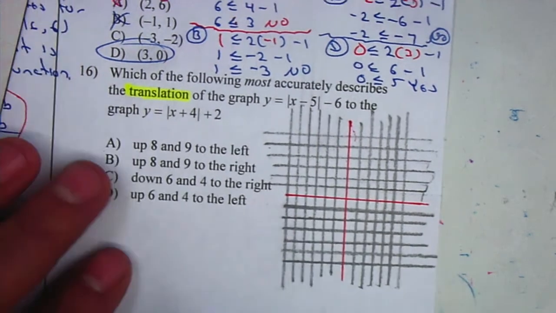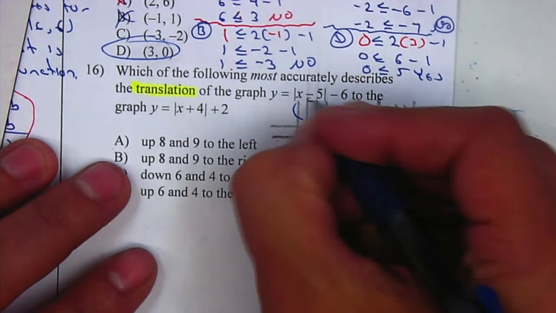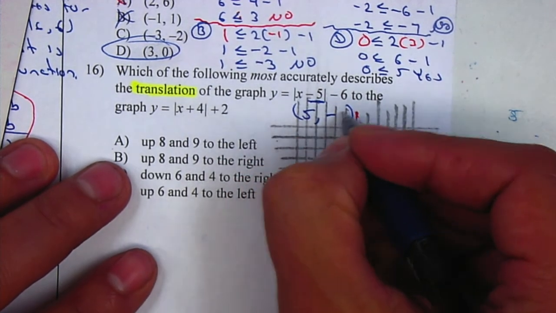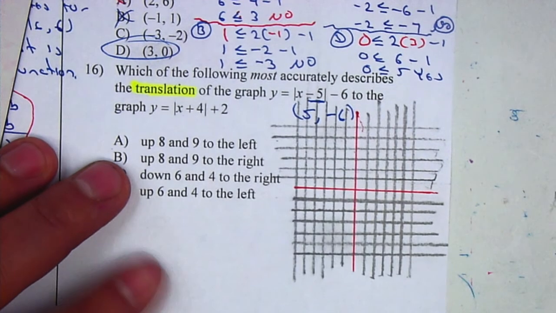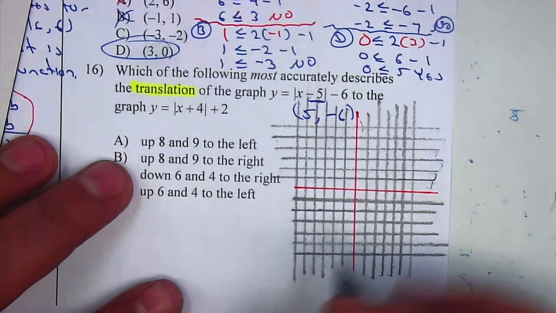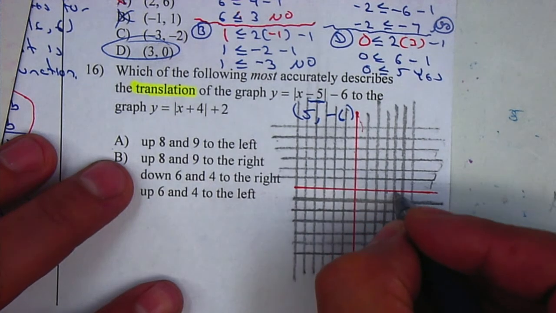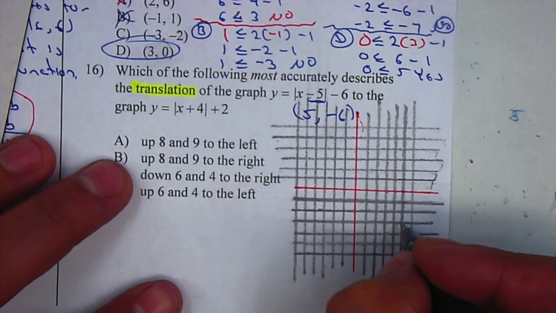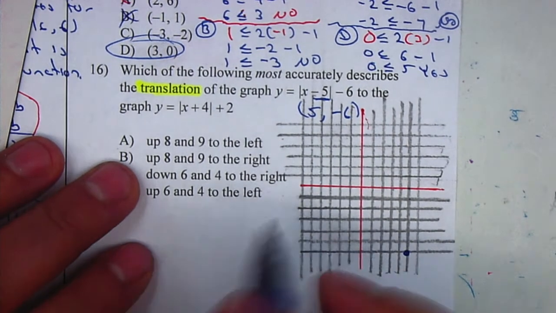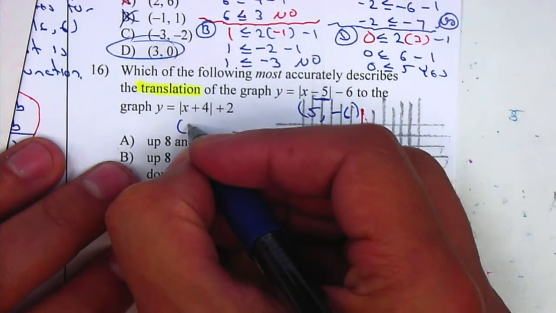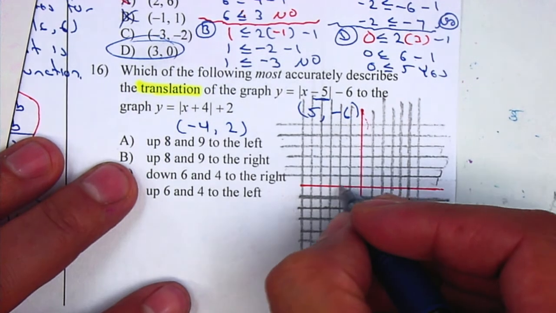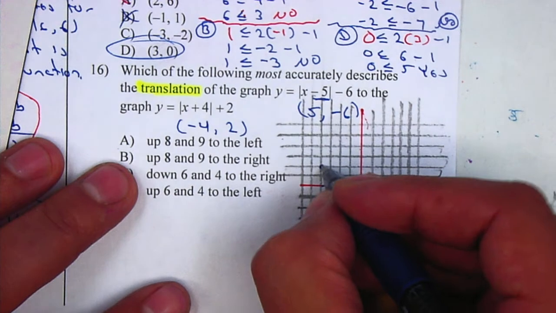Now, the first vertex, remember your h is the opposite. So this will be positive 5 and negative 6. Your h changes, your k stays the same. H the opposite, k is the same. So 1, 2, 3, 4, 5, and 1, 2, 3, 4, 5, 6. This will be negative 4 and positive 2. H is the opposite. 1, 2, 3, 4, 1, 2.